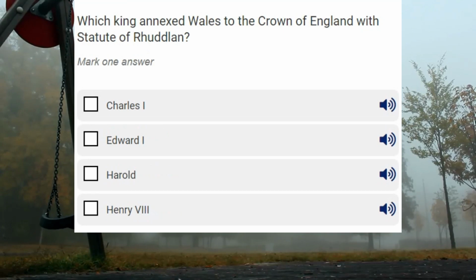Which king annexed Wales to the Crown of England with the Statute of Rhuddlan? Charles I. Edward I. Harold. Henry VIII. Correct answer: Edward I.